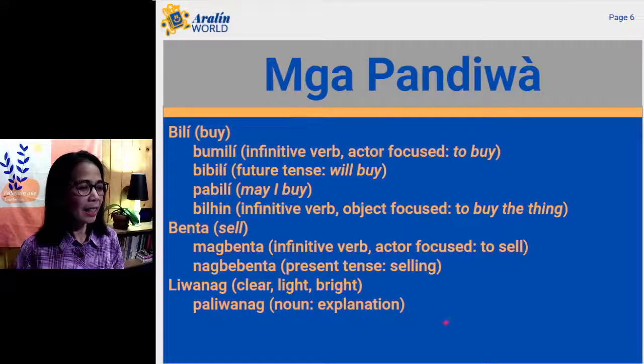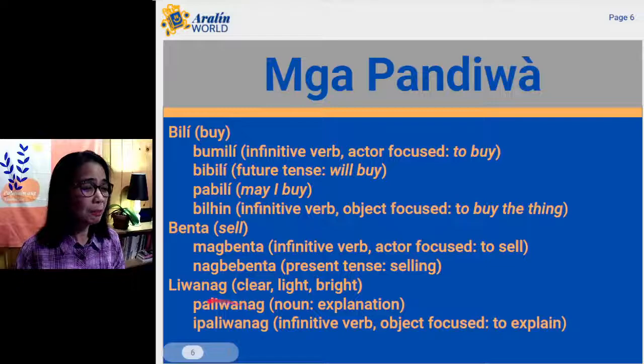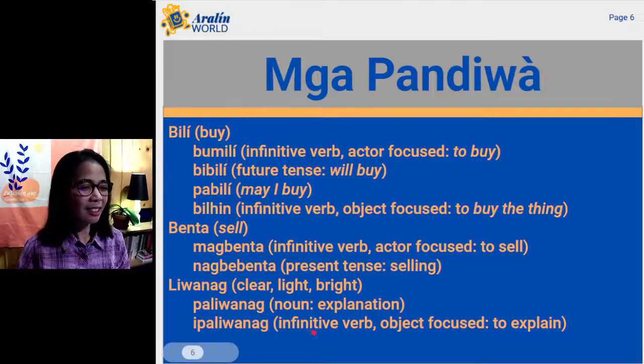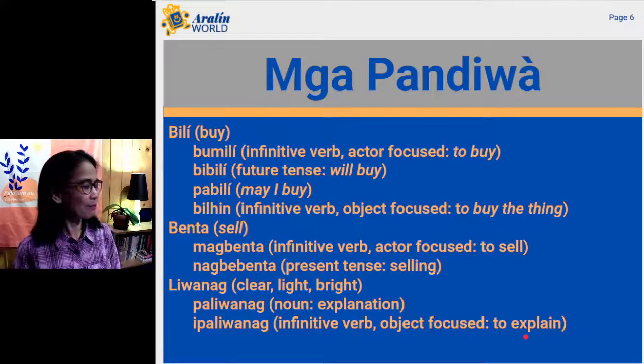Okay, and then we can turn the noun paliwanag into a verb by applying the prefix i: ipaliwanag. So this time ipaliwanag is part of the group of verb. And also it's in infinitive form, and it's an object-focused verb. It means to explain. Ipaliwanag means to explain.